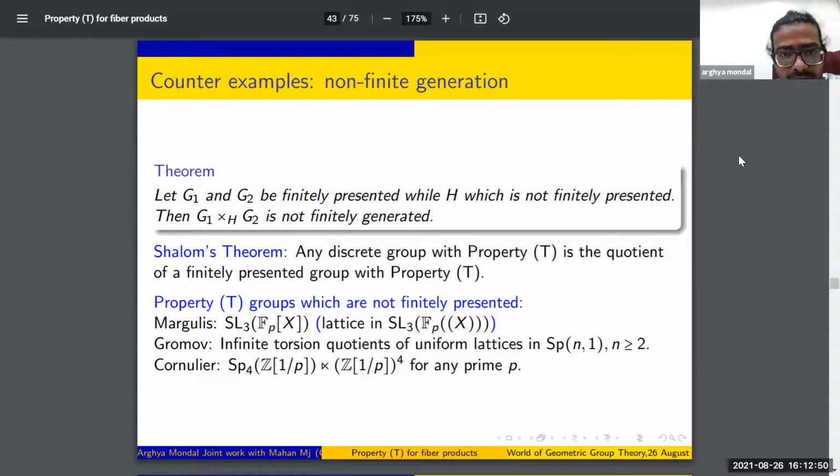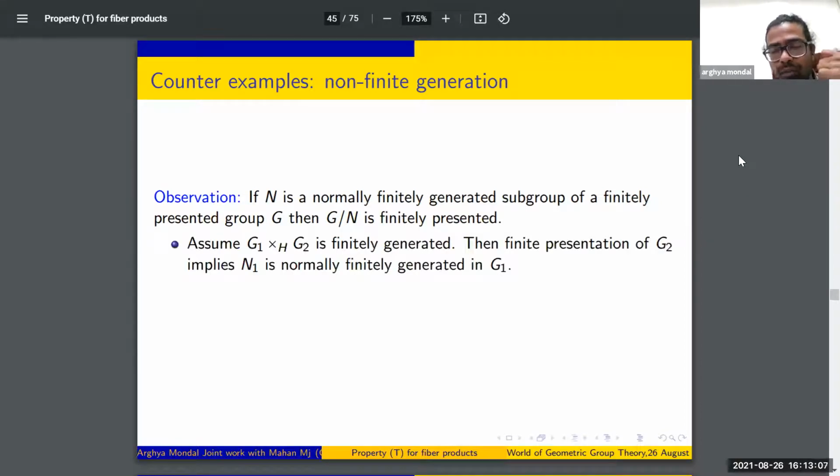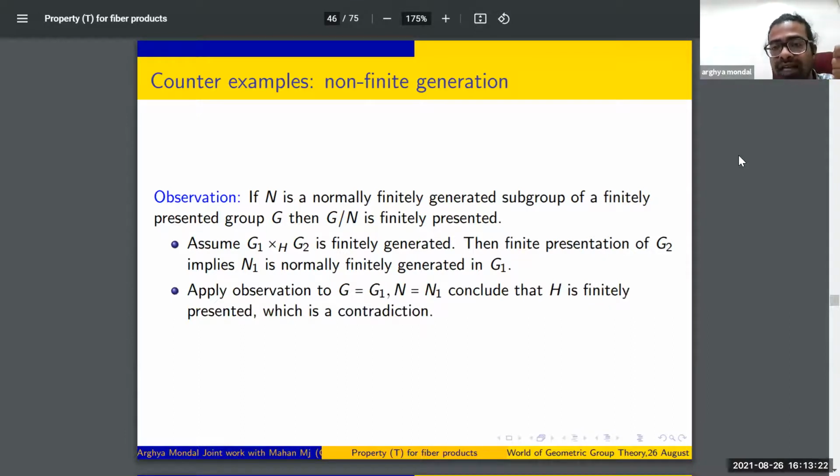So let me make some comments on the proof of this theorem. We use the very simple observation that if N is a normally finitely generated subgroup of a finitely presented group G, then the quotient G mod N is also finitely presented. We prove it by contradiction. We first assume that the fiber product is finitely generated. Then the finite presentation of G2 implies that N1 is normally finitely generated in G1. Then we apply the observation on G1 and N1, which will imply that H is finitely presented. And this is a contradiction. The first step requires quite a bit of work, but it can be done.